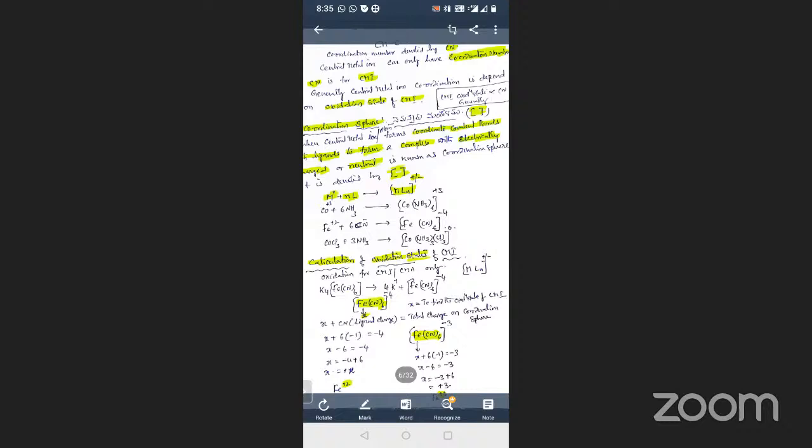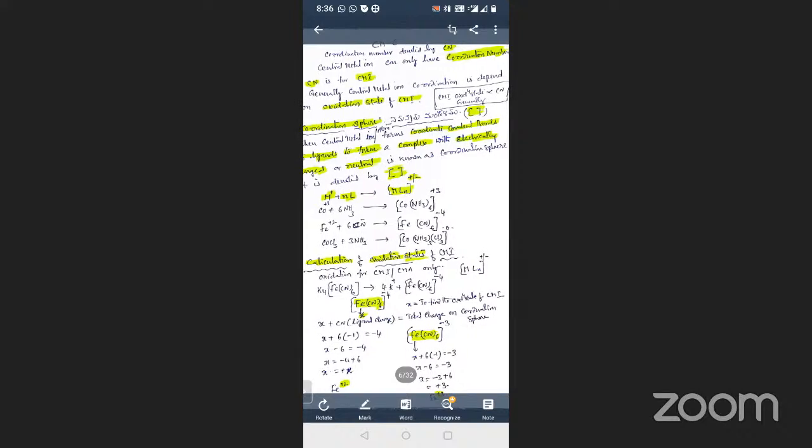So x plus 6 into -1 becomes x minus 6, that is equal to -4. x is equal to +6 minus 4, therefore x is equal to +2. So iron exhibits the oxidation state +2, in the form of ferrous ion. That is why, with +2, we call it ferro: potassium ferrocyanide. Another IUPAC nomenclature is potassium hexacyanoferrate(II).